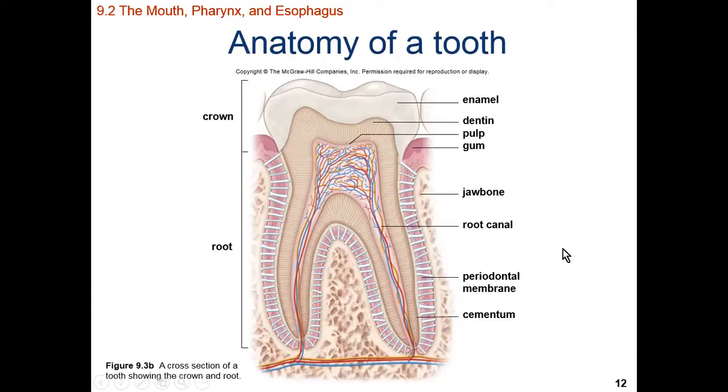Some other structures that are worth highlighting are periodontal ligaments. We have many periodontal ligaments that help to anchor our tooth in place. And we also are going to have the gum or gingiva in between our teeth.